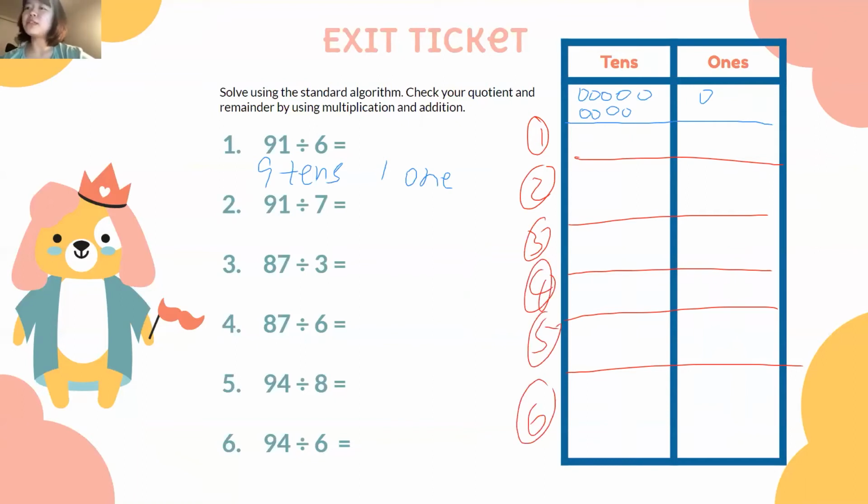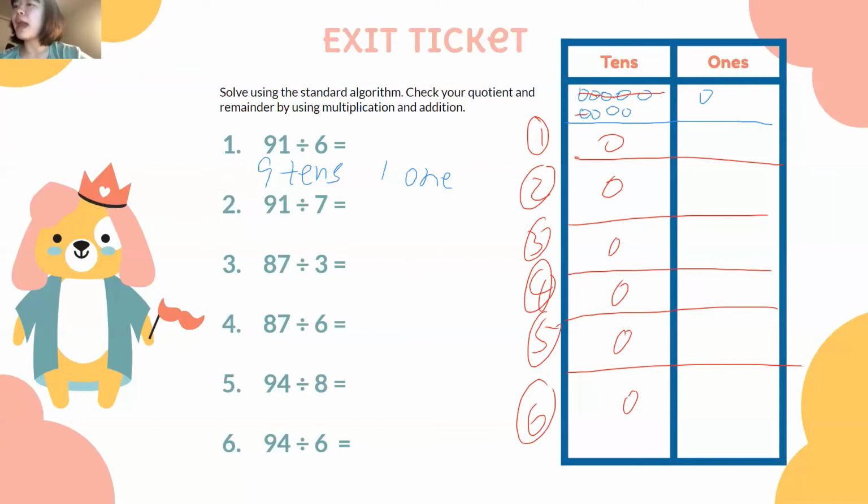Okay, so let's start from the larger units first. So 9 tens divided by 6. So what can we get? We can get 1 ten for each group. 1, 2, 5, 6. Okay, so we're giving away 6 tens. We can cross them out. Oops, I crossed one more.